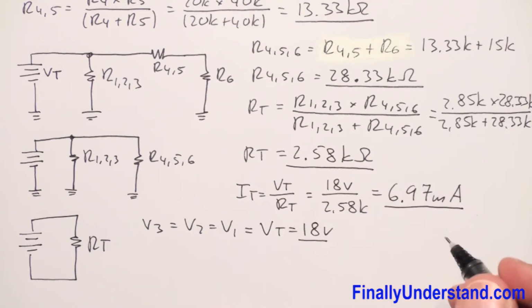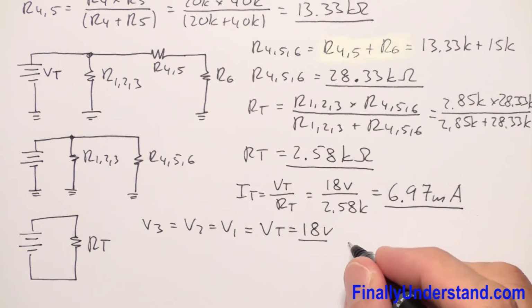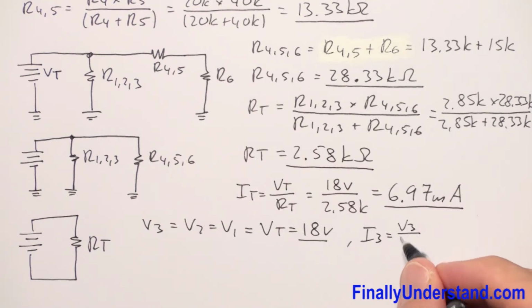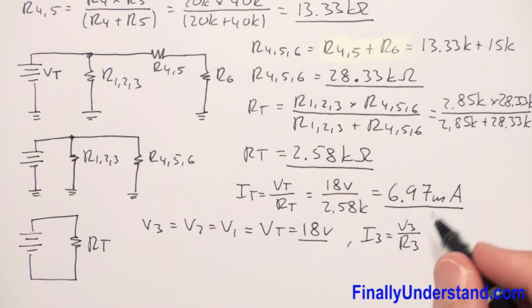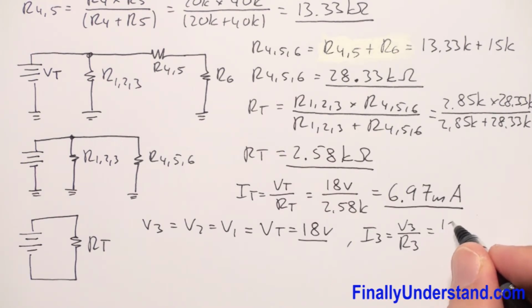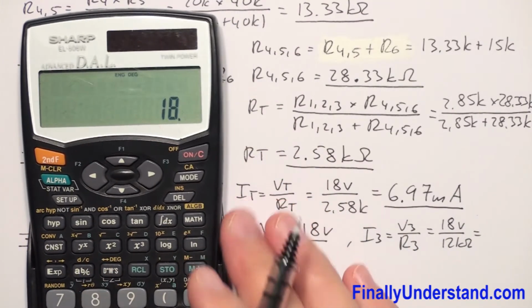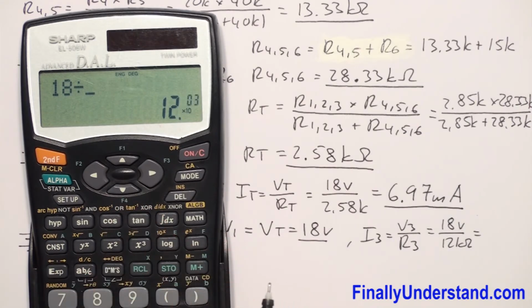So if I want to find I3, let me write this down over here. I3 is equal to V3 over R3. So V3 we found is equal to 18 volts divided by R3, which is equal to 12 kilo ohms. And this is equal to 18 divided by 12 exponent 3. This is equal to 1.5 milliamps. This is my I3.